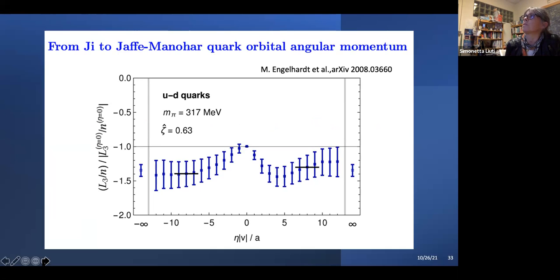And this is a calculation of Michael Engelhardt, in which you see this is a slide from him. We started from G to Jaffe-Manohar quark orbital angular momentum, and you see the G term is for staple link, for straight link, so it's at 0. This is versus the length of the staple. And the Jaffe-Manohar is going to be on the sides, the minus infinity or plus infinity. And this is what the lattice calculation at infinity averages to. And so you see that this quantity can actually be determined on the lattice.